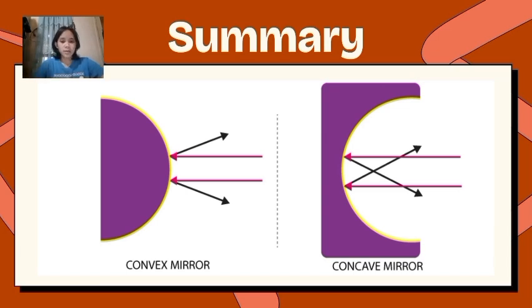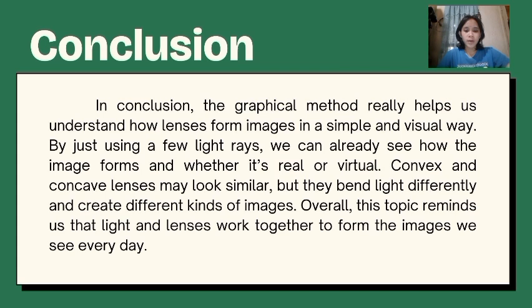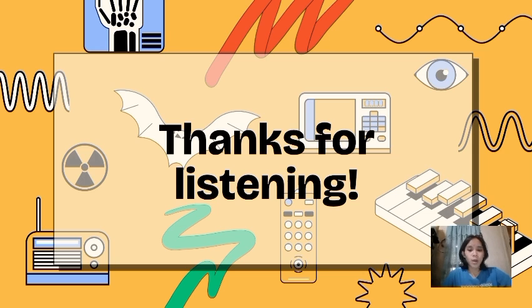So, in conclusion, the graphical method really helps us understand how lenses form images in a simple and visual way. So, by just using a few light rays, we can already see how the image forms and whether it's real or virtual. Convex and concave lenses may look similar, but they bend light differently and create different kinds of images. So overall, this topic reminds us that light and lenses work together to form the images we see every day. So that's it for our reporting, and thank you for listening.